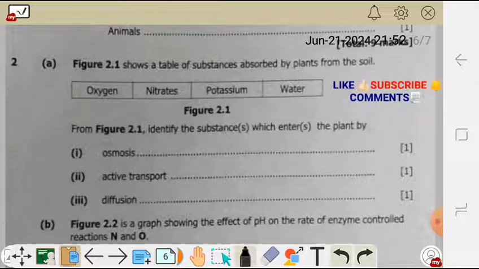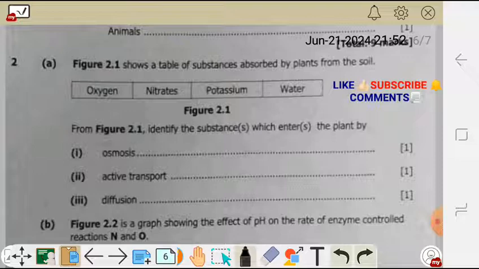Okay, so the question continues to say, from figure 2.1, identify substances which enter the plant by 1, osmosis, 2, active transport, and 3, by diffusion. So we have oxygen, we have nitrates, we have potassium, and we have water. So the first thing when you have been asked a question, try to understand the question. You can read it twice or 3 times so that you understand it fully. That's when you can answer it nicely.